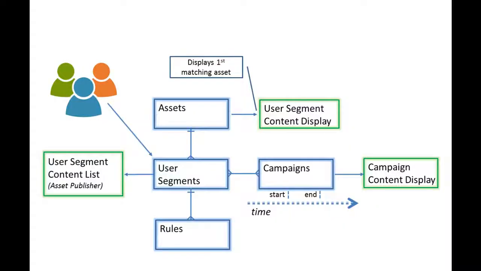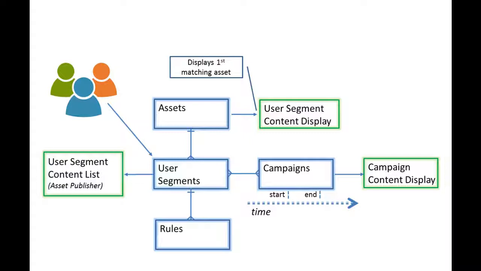I've got a little slide which shows the basic data structures involved. These are the three portlets. User segment content list is an audience version of the asset publisher. You can also use the asset publisher with audiencing turned on. User segment content displays like the web content display but audience shows a single asset, and a campaign shows assets based on a start and end time. So it's a user segment with a start and end time.